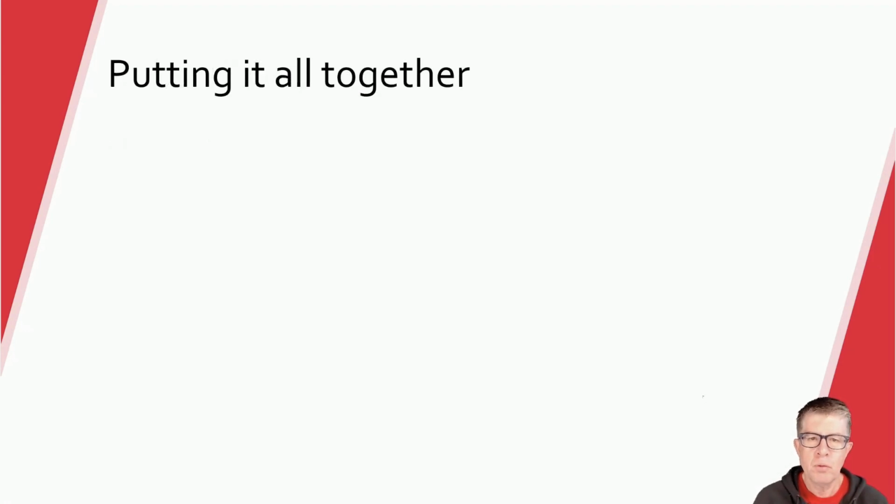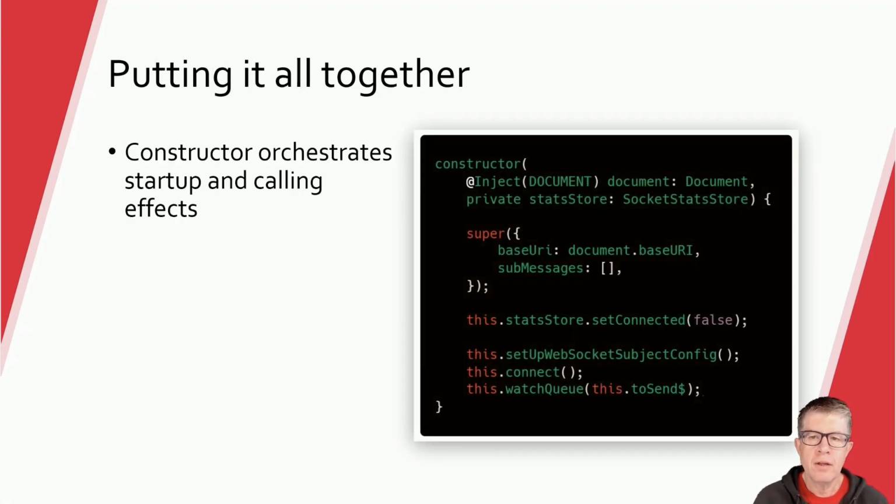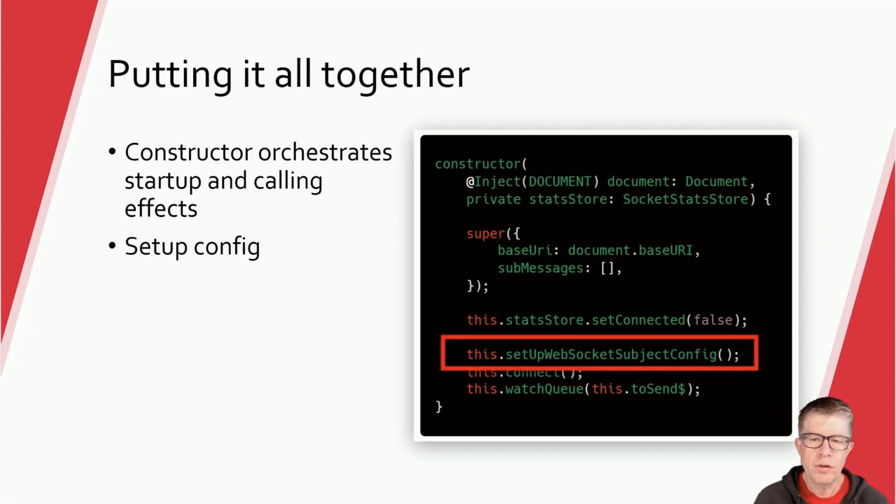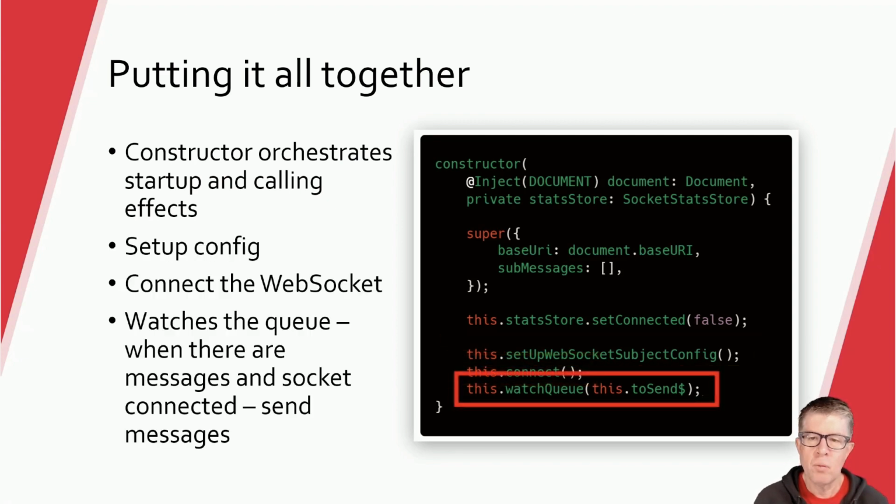So putting it all together, the constructor of the service actually orchestrates all of this. It sets up the config, it connects, and then it watches the queue. There is the to-send queue, which contains any messages that get sent to the backend, which are generally the subscription messages to say subscribe to this particular event type or unsubscribe from this particular event type.